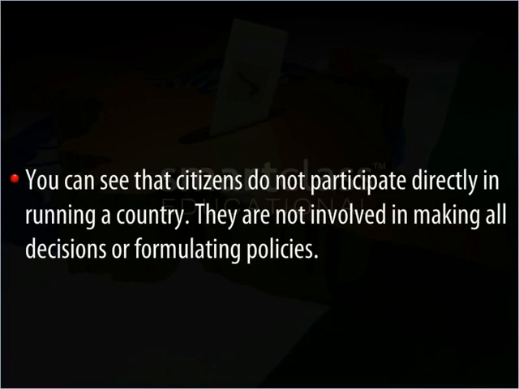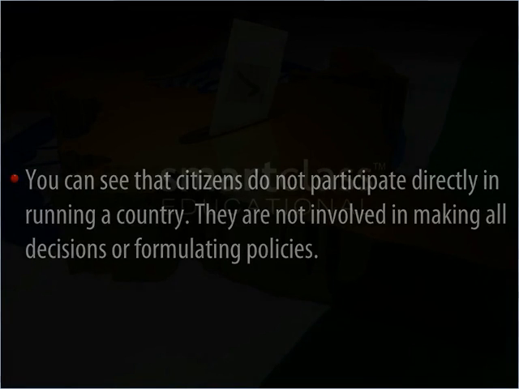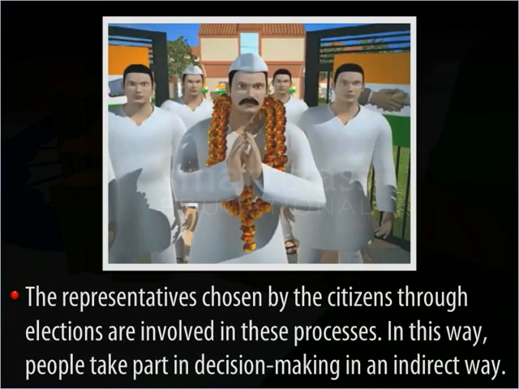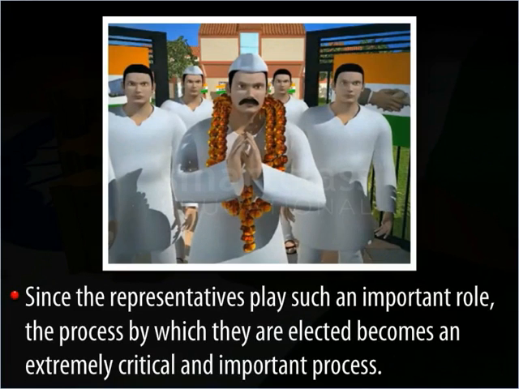You can see that citizens do not participate directly in running a country. They are not involved in making all decisions or formulating policies. The representatives chosen by the citizens through elections are involved in these processes. In this way, people take part in decision-making in an indirect way. Since the representatives play such an important role, the process by which they are elected becomes an extremely critical and important process.